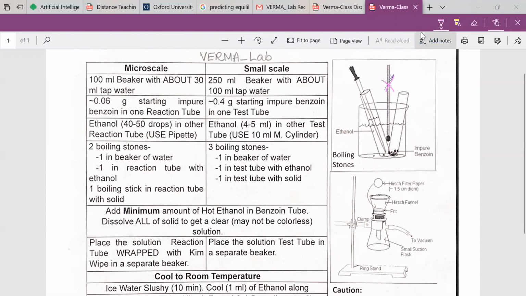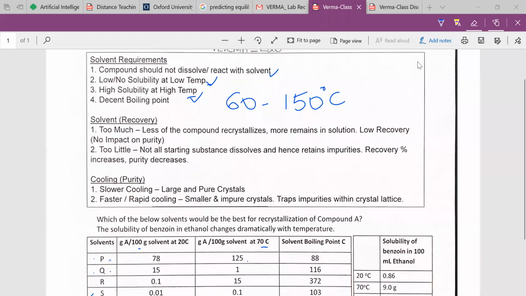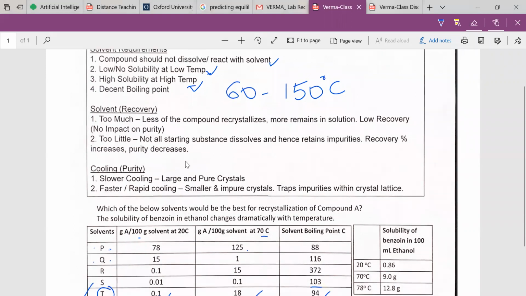So your first part is adding of solvent in this impure benzoin. How much do you have to add? This is decided by adding enough amount that it dissolves your solid. If you add too much of the solvent, some of the compound will stay back in the solution and you will have low recovery.